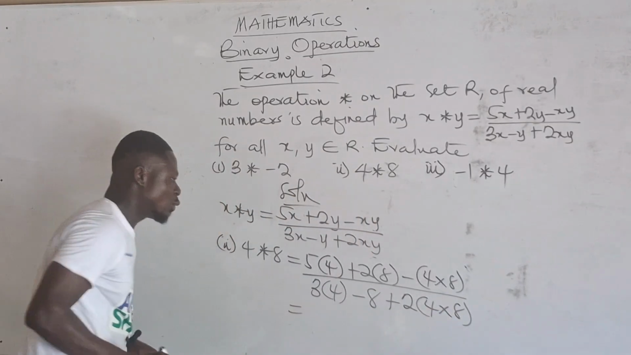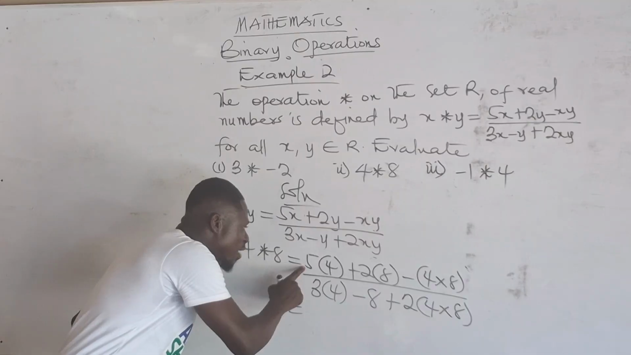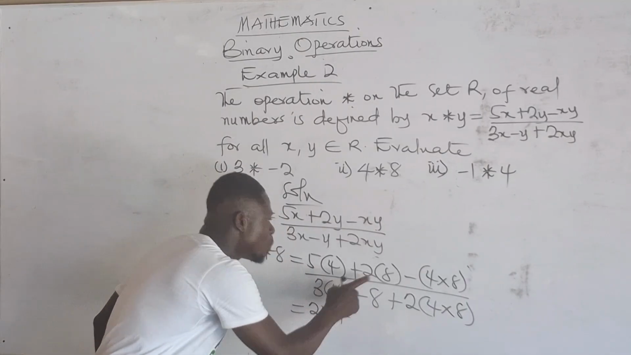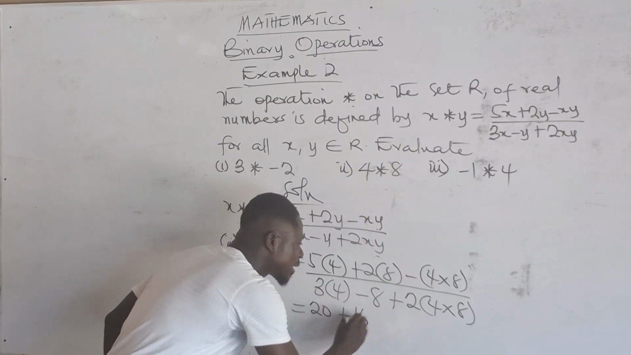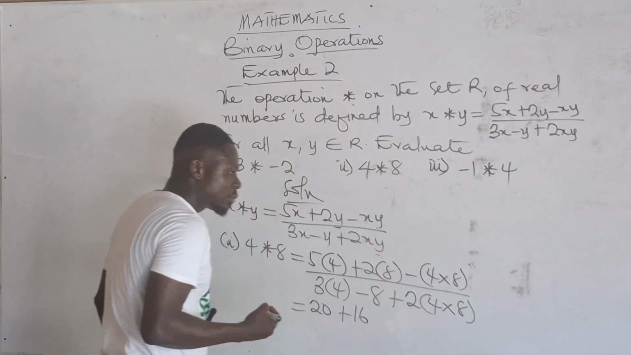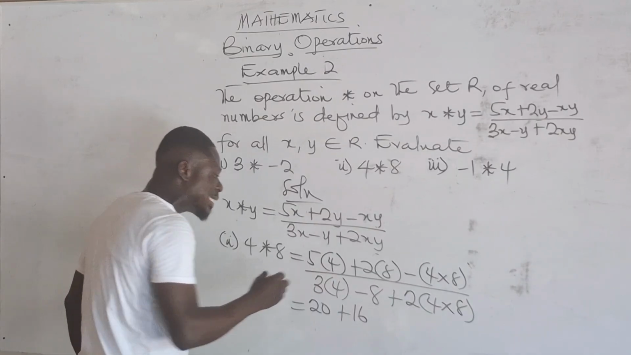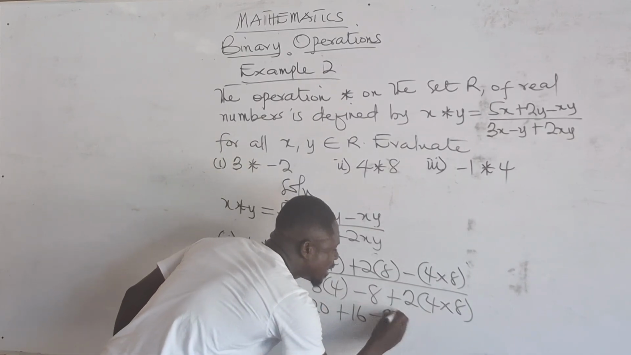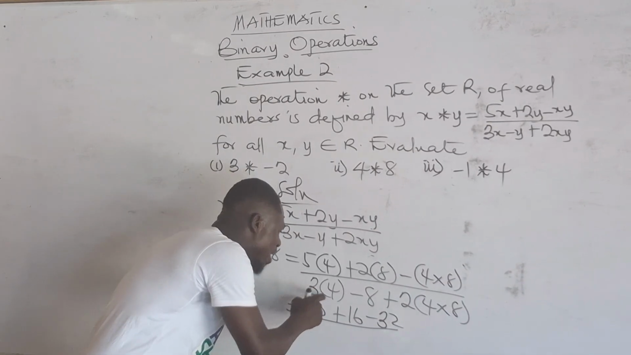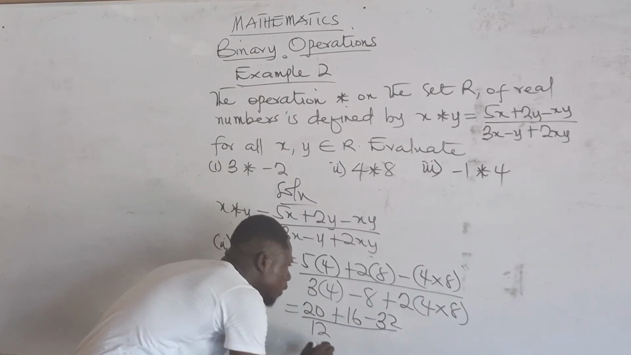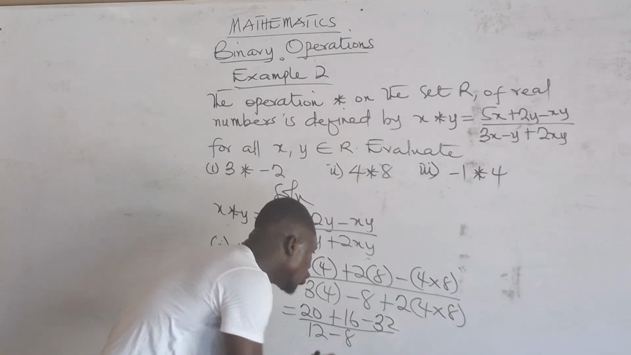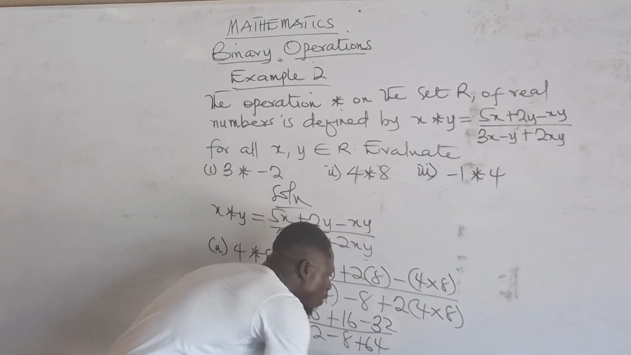At this point, what are we going to have? 5 by 4 will be 20. 2 by 8 will be 16. Multiplying 4 by 8 will be 32, so we have negative 32, divided by, now here 3 by 4 will be 12 minus 8. Multiplying the 3 will be 64.